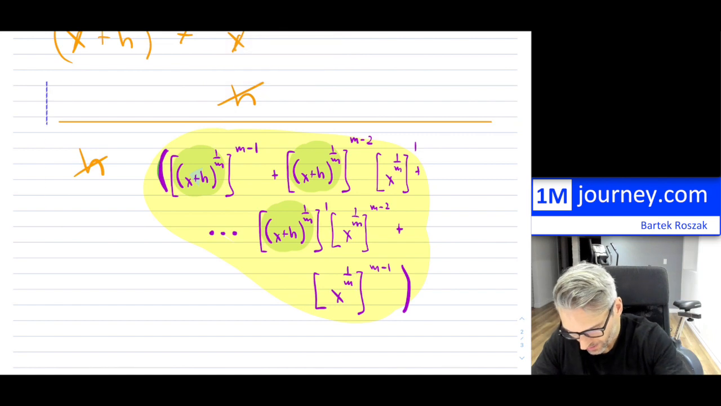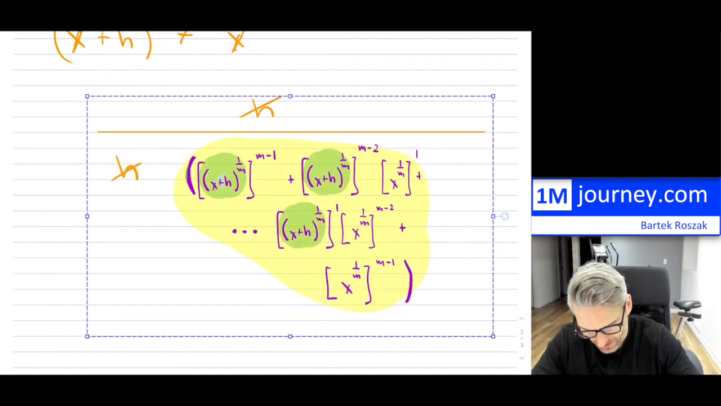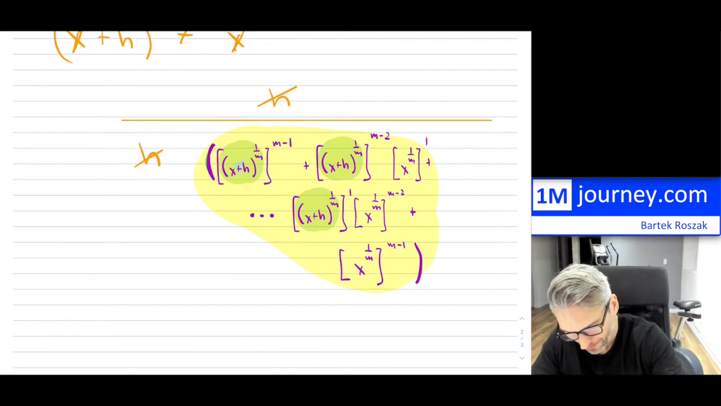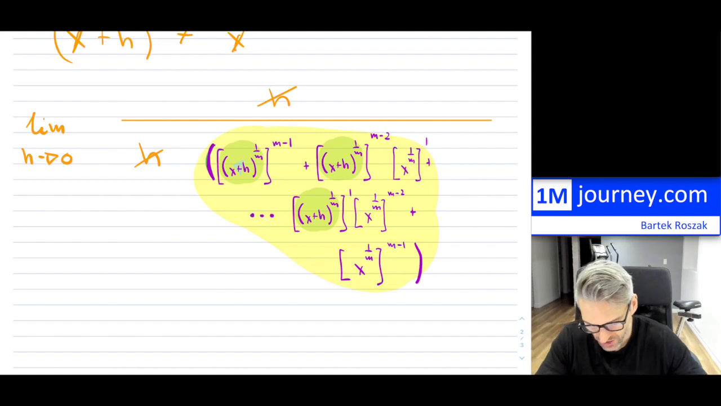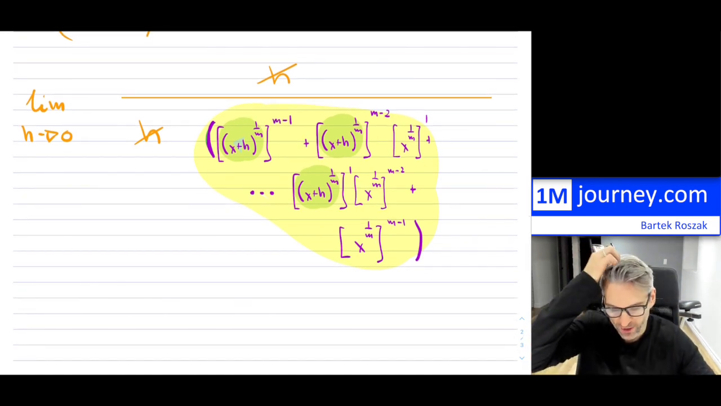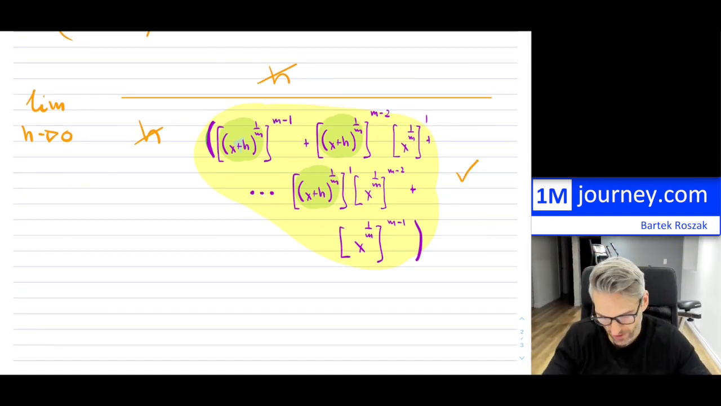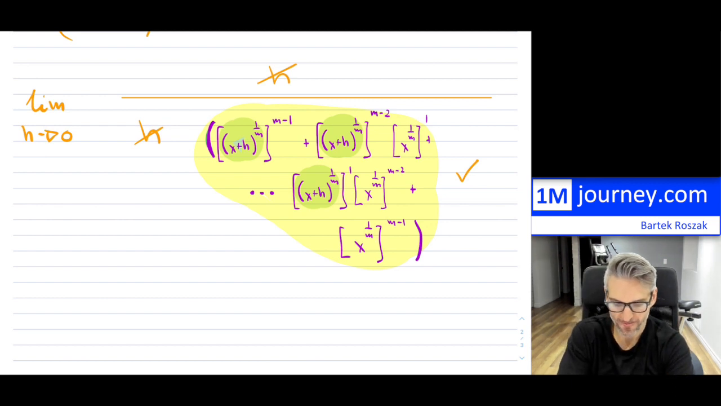Now, as I take this, I'm going to make this a little bit smaller. I am taking the limit as h approaches 0. So those h's will cancel. That means I have 1 over this whole thing in here. That's what I would have.